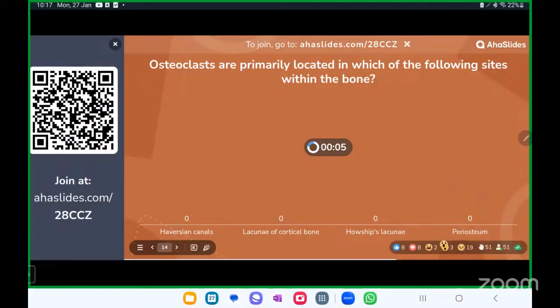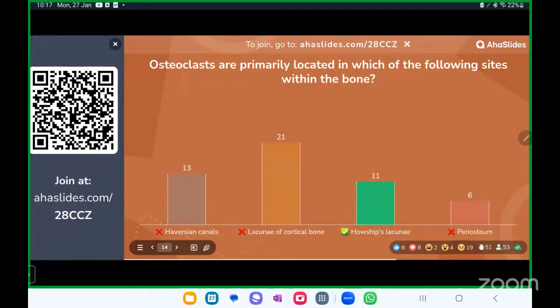So these osteoclasts are involved in bone resorption and they are located at sites where the bone is being broken down. So wherever there is active remodeling or near regions of bone injury, they are seen. Okay. So the exact location is in Howship's lacunae.